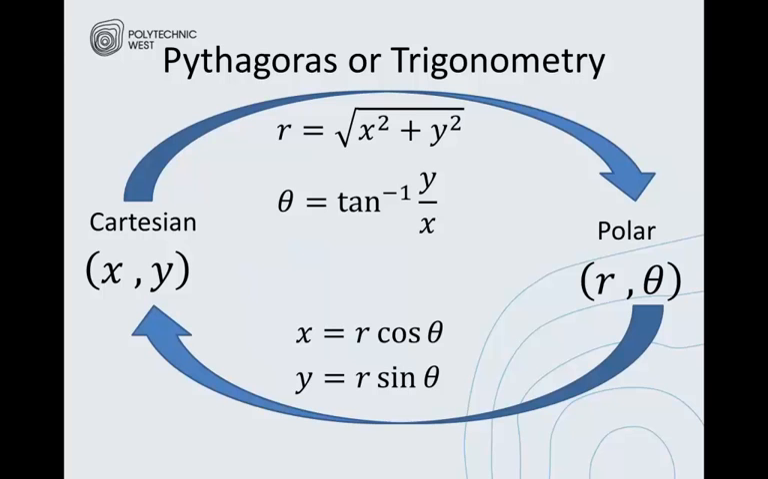To go from polar to Cartesian, we use the sine function and cosine function, which once again we're going to learn about in future lessons. So all you need to know about polar and Cartesian is that Cartesian is how far across and how far up, and polar is how far away and at what angle. That's it.